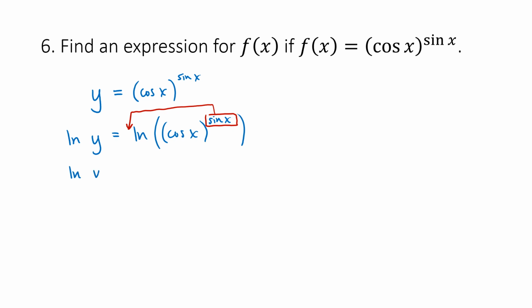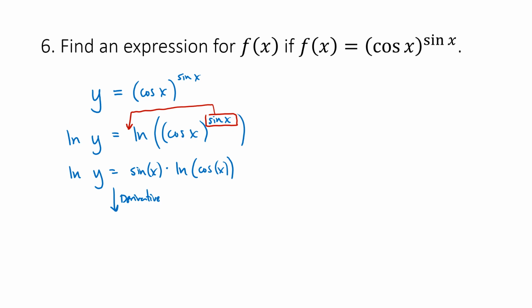So this is natural log of y equals the sine of x multiplied by the natural log of the cosine of x. Now I'm going to take the derivative of both sides, right? None of the stuff that I did up until this point was derivatives. I took the log of both sides and then I used a log rule. So now I'm going to take the derivative implicitly with respect to x.